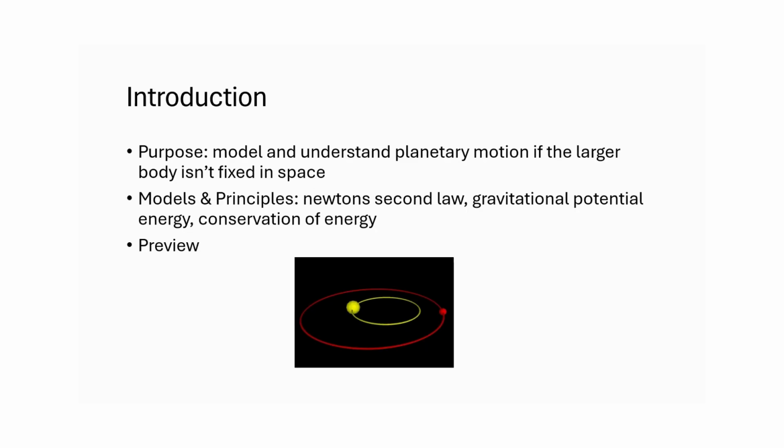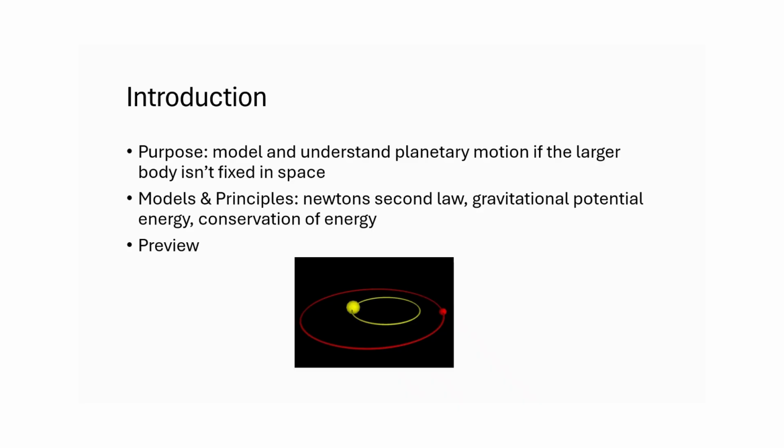The purpose of this lab is to model and understand celestial motion if the larger body isn't fixed in space. In Lab 3, we looked at celestial bodies as if the larger object, usually the sun or the black hole, was fixed in space. But I just want to see what would happen if both of them were moving at the same time. Some of the models and principles include Newton's second law, gravitational potential energy, and conservation of energy. And there's a preview of the finding from the code.